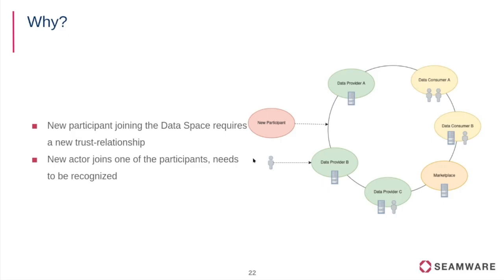Or what do we do if a new actor joins one of the participants? So let's say consumer A already told everyone in the data space that those are my human actors. Now provider B onboards a new employee. How do the other participants of the data space know that this employee is now allowed to act on behalf of data provider B inside the data space?